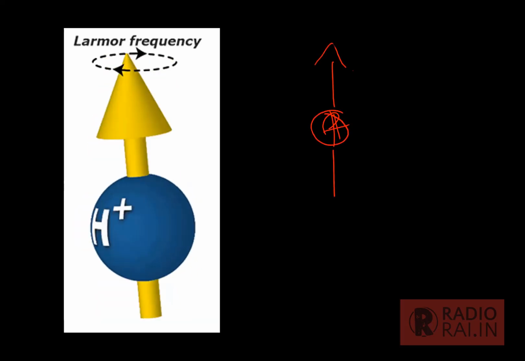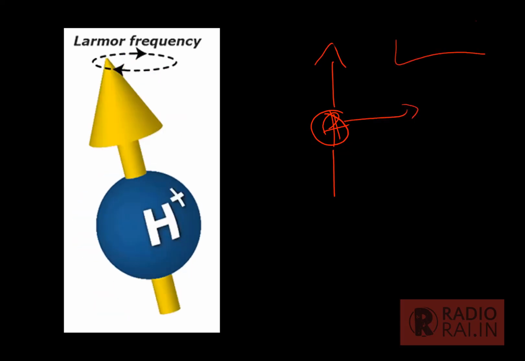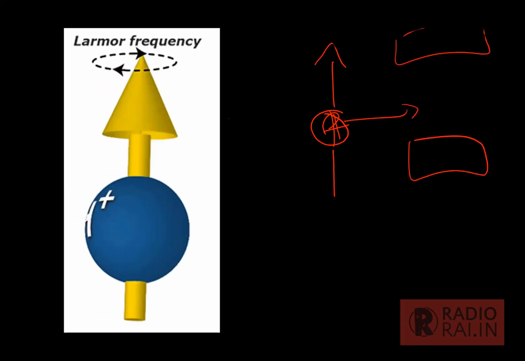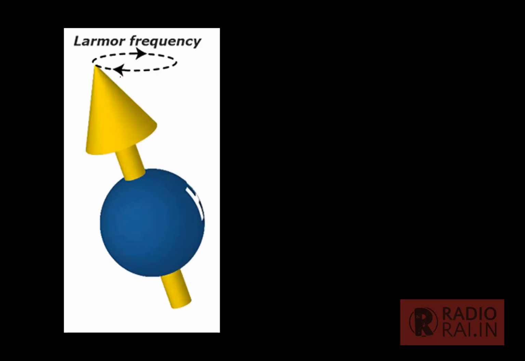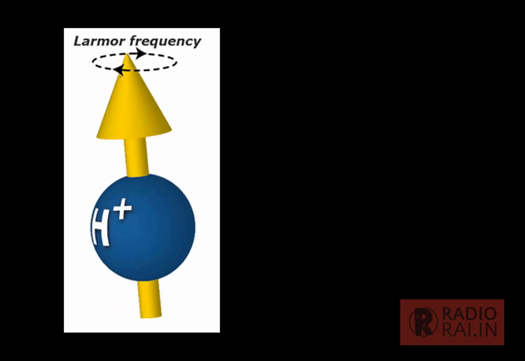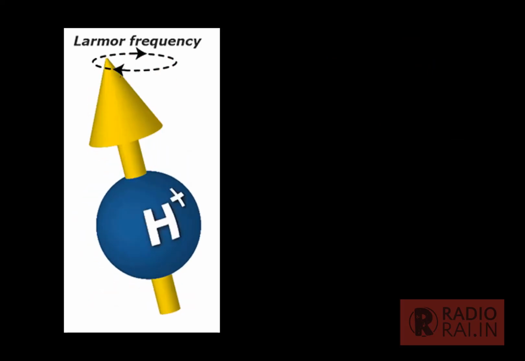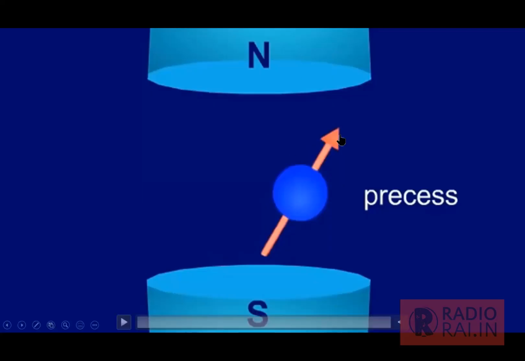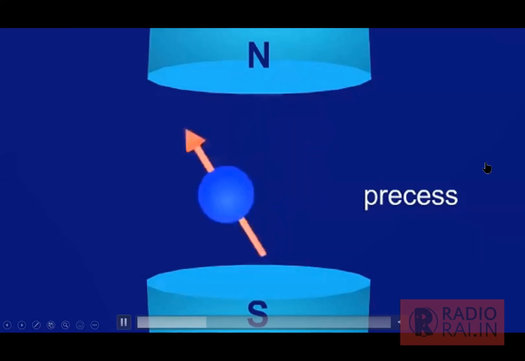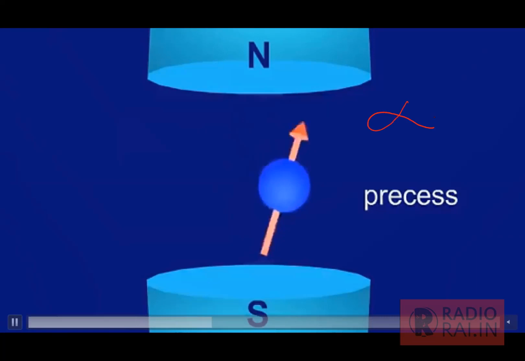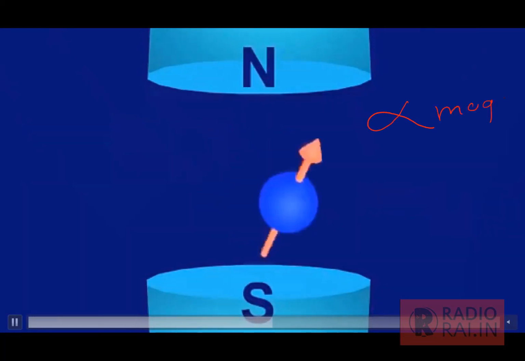Any proton has a spin. Now this proton, when I keep it in the magnetic field, will have this angular motion, and this kind of angular motion is called precession. So I hope everyone understood what is precession and what is spin. This precession is directly proportional to the magnetic field that we have used.